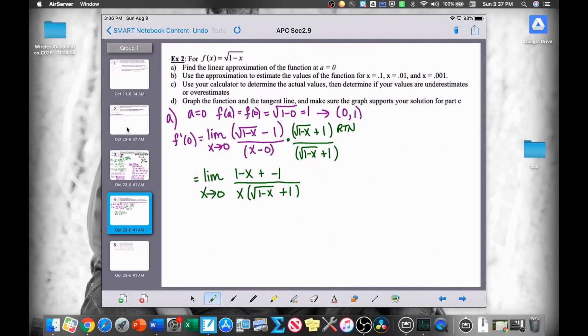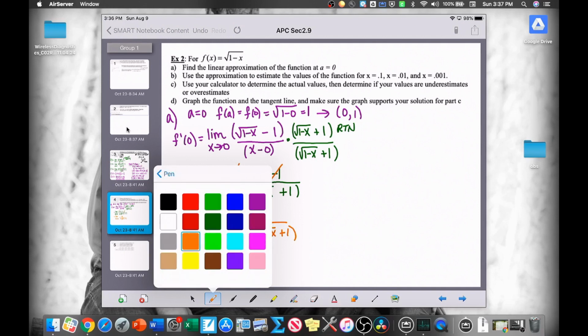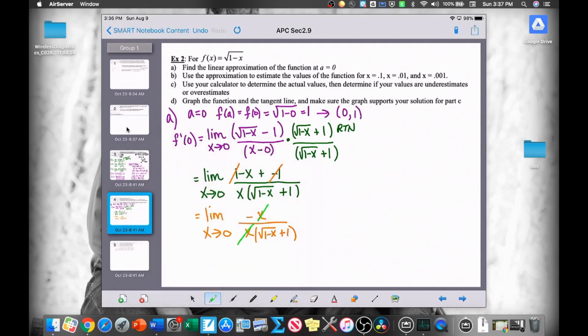All right, now in my numerator, I have some like terms. My positive 1 and my negative 1 cancel out. So now I have the limit as x approaches 0 of negative x over x times the square root of 1 minus x plus 1. And now you can see, just as I had hoped, this x and this x cancel. So now I have the limit as x approaches 0 of what's left in my numerator, which is just a negative 1, divided by the square root of 1 minus x, plus 1.